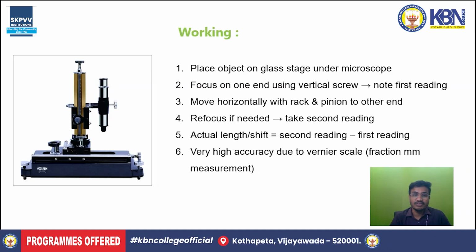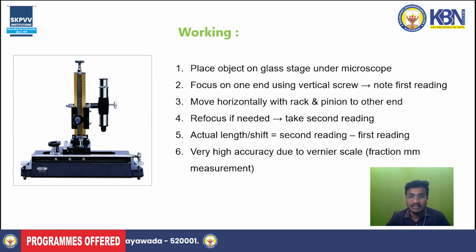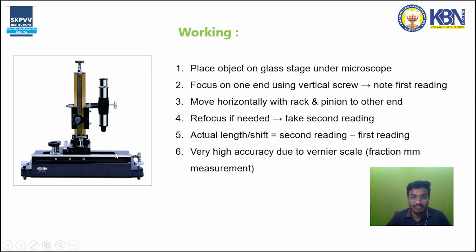Coming to the working of the traveling microscope, initially the object is placed on the glass stage. Then we focus on one of the edges of the object, and observe the readings by placing the horizontal and vertical crosswire touching the edge of the object. We note down the main scale reading and the vernier coincidence, and then move to the other edge of the object. In order to measure the displacement, we move to the other end of the object. There also we measure the main scale reading and the vernier coincidence.